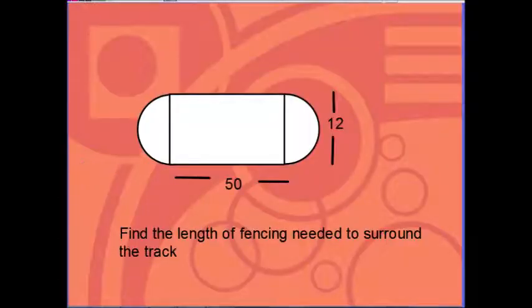So here's our first example. We have a picture of a track, kind of like the track that we have here at Tinley. And we want to find the length of fencing needed to surround the track. So here we go. Let's talk about this for a second.